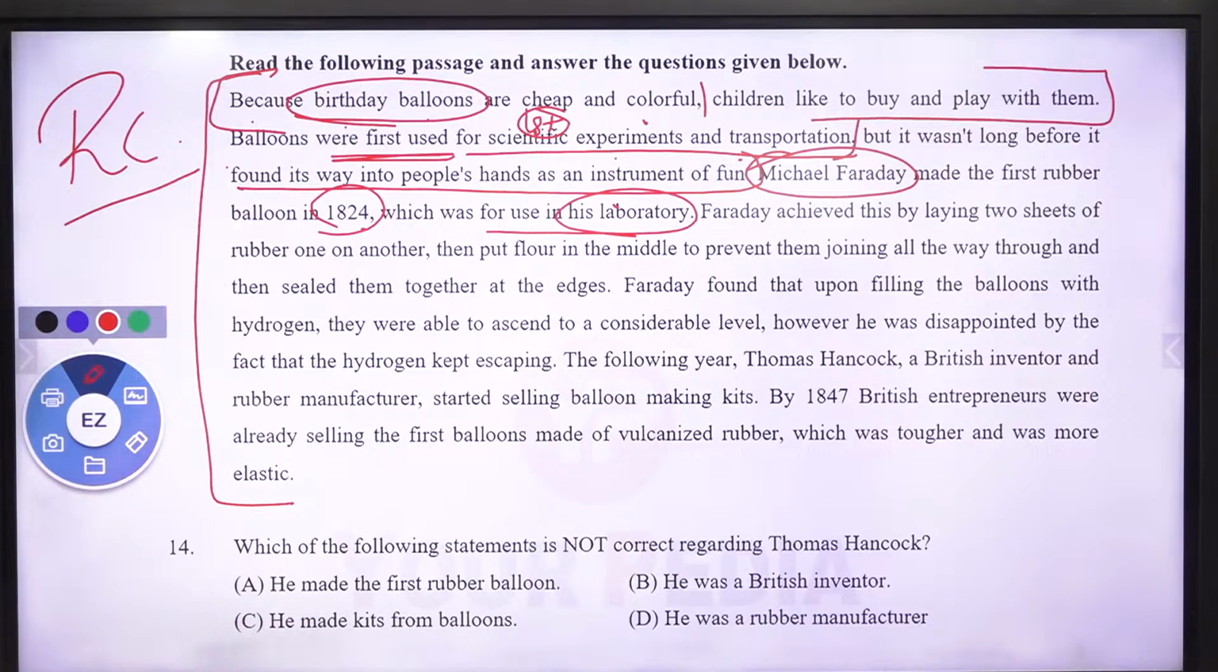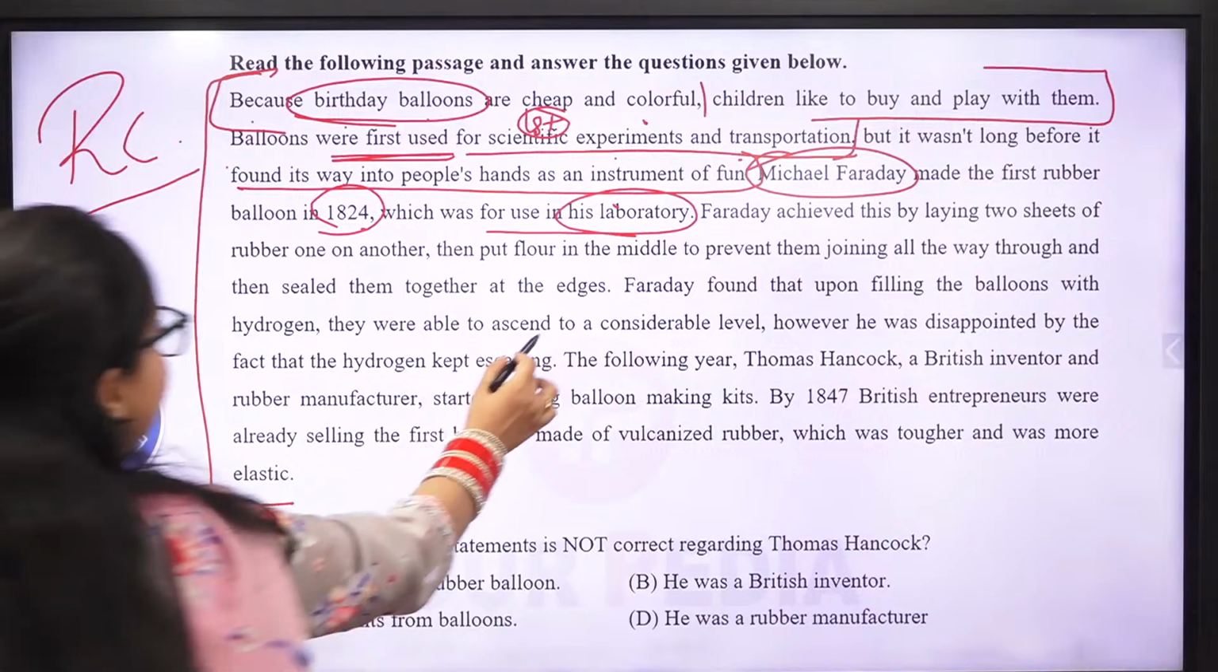Faraday achieved this by laying 2 sheets of rubber, one on another, then put flour in the middle to prevent them from joining all the way through, and then sealed them together at the edges. Faraday found that upon filling the balloons with hydrogen, they were able to ascend to a considerable level. However, he was disappointed by the fact that hydrogen kept escaping.